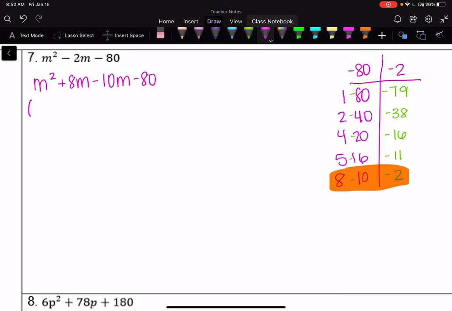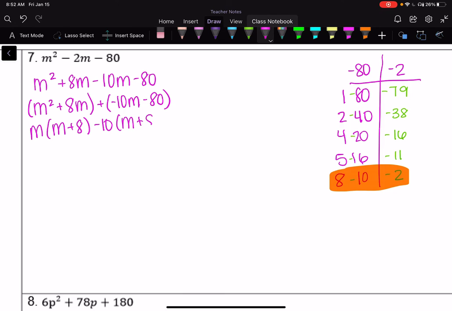Now I will group and factor out my GCF. Now I'll factor out my funny GCF, which is m plus 8, and that leaves me with m minus 10.